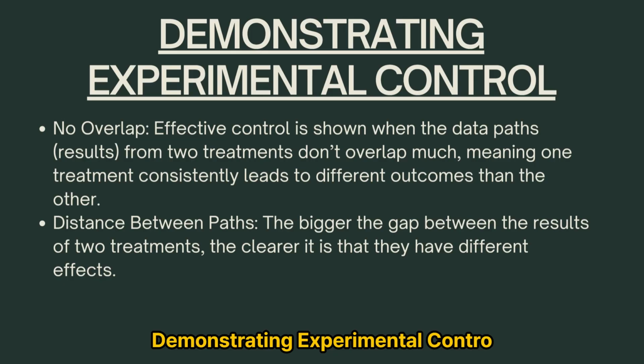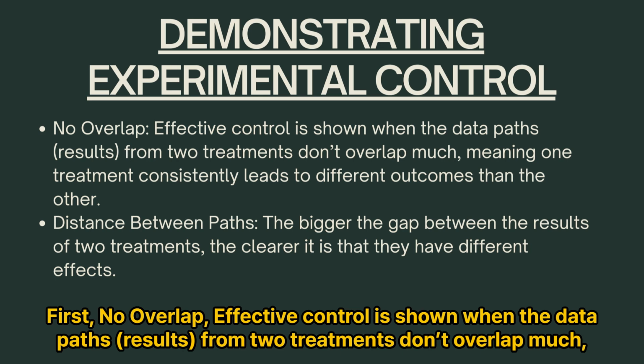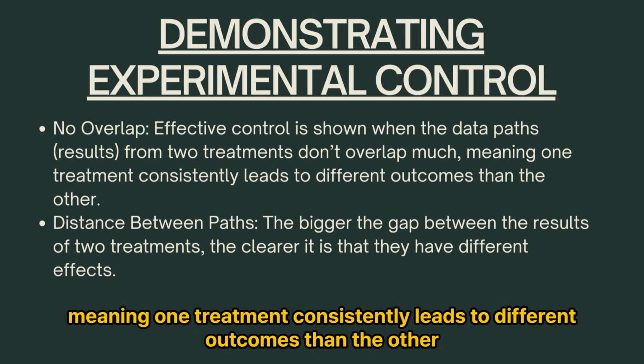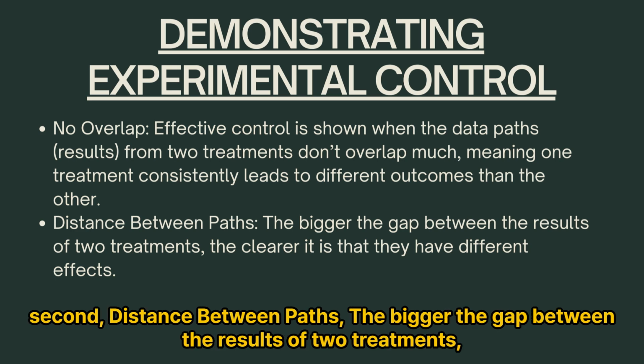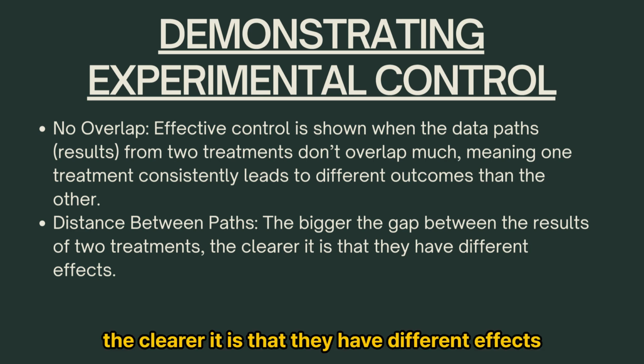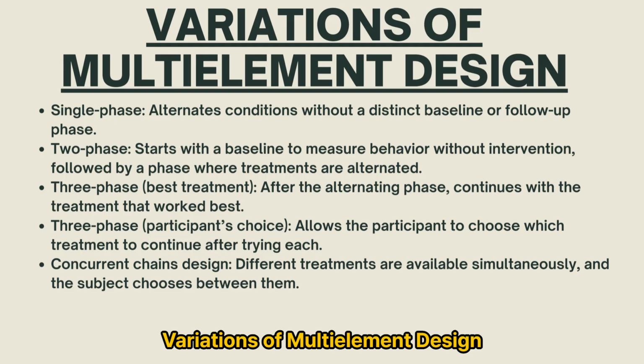Demonstrating experimental control. First, no overlap. Effective control is shown when the data paths from two treatments don't overlap much, meaning one treatment consistently leads to different outcomes than the other. Second, distance between paths. The bigger the gap between the results of two treatments, the clearer it is that they have different effects.